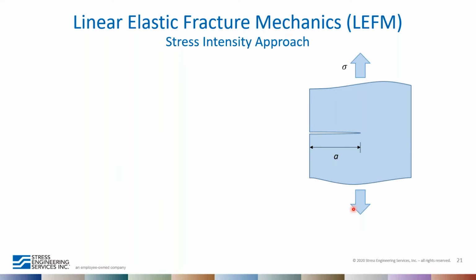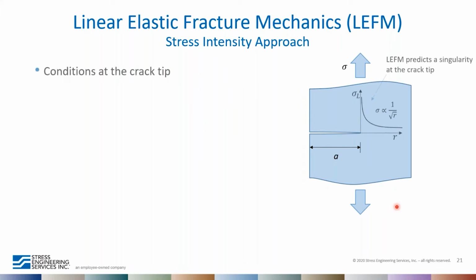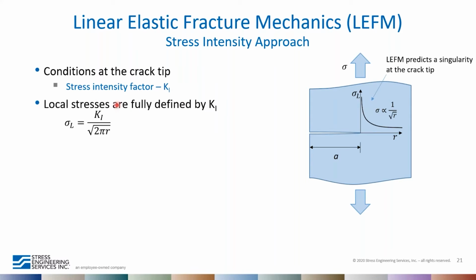So again, if we consider some body with a crack of length A and a remote stress applied to it, we want to determine what the conditions are at the crack tip. Linear elastic fracture mechanics predicts a singularity at the tip of the crack, and the stress distribution at the tip of the crack can be described using a stress intensity factor, K1. So it's possible to fully determine the stress at the crack tip based on the value of K1 when a remote load is applied.